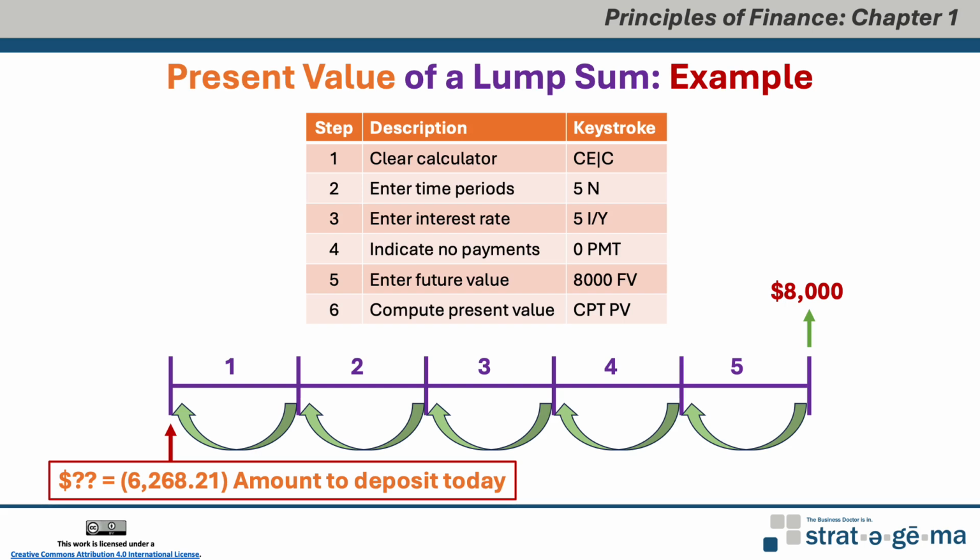Notice that's a negative number, which is what we want. So this means that I need to invest 62.68, and then I'll get back 8,000 in the future.